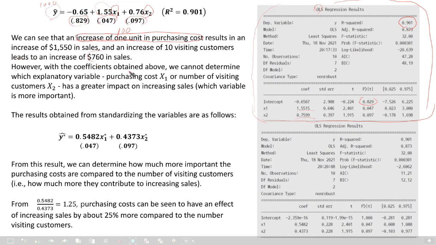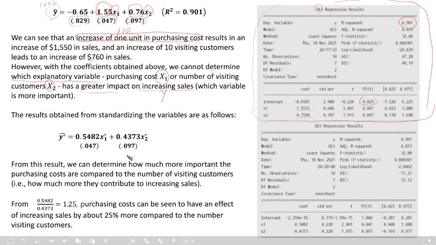However, with the coefficients obtained above, we cannot determine which explanatory variable, x1 or x2, has a greater impact on increasing sales. Why? Which one is greater, more important? We cannot compare the values of these two estimates. So, in order to know which one is more important or has a greater impact on y, we use the standardized regression model like this. The model is actually here, but the result is like this.